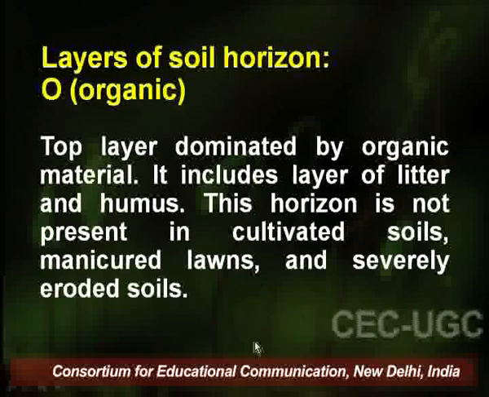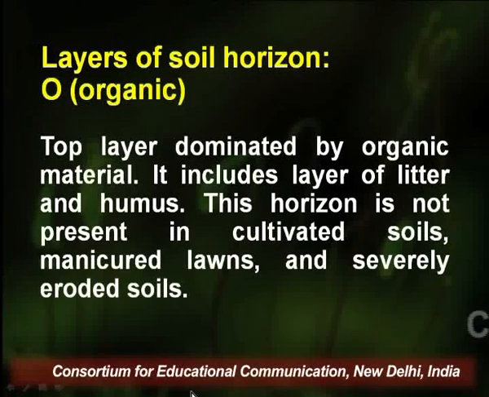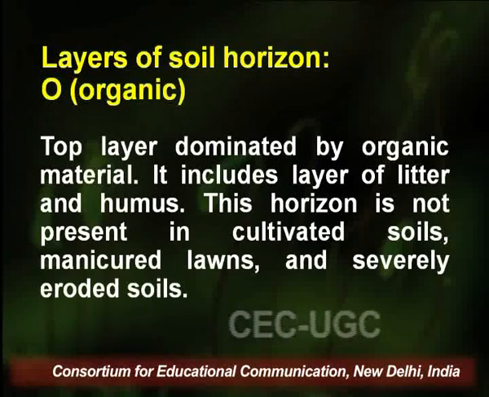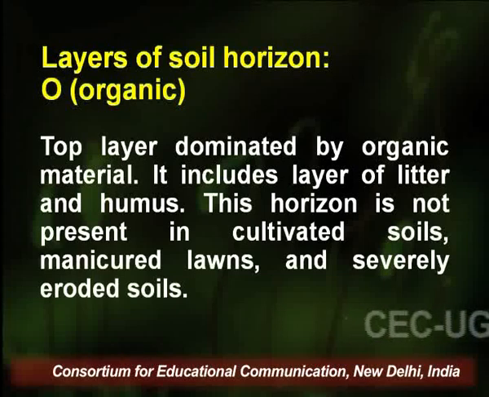Now let's discuss all of these layers in detail one by one. If I talk of the topmost layer, that is the O layer or the O horizon, which is known as organic layer. It is dominated by organic material, as the name suggests. It includes layer of litter and humus. Now this horizon is not present in cultivated soils, in manicured lawns and severely eroded soils.